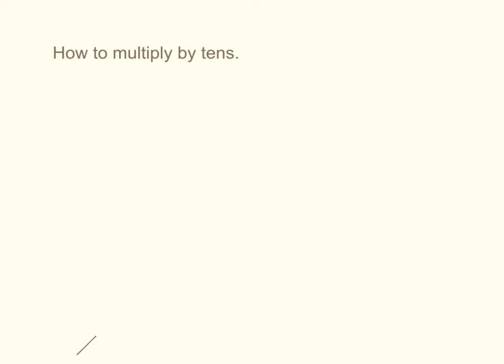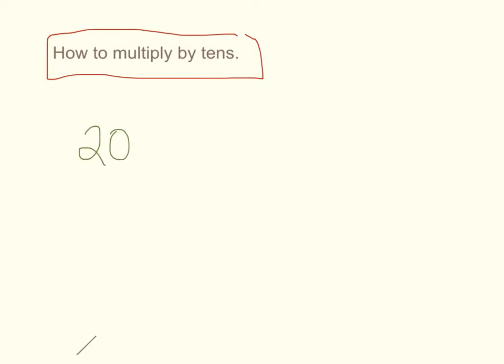This video is all about how to multiply by tens. It's really kind of easy once you know the zero trick. Let's start by multiplying 20 times 4.